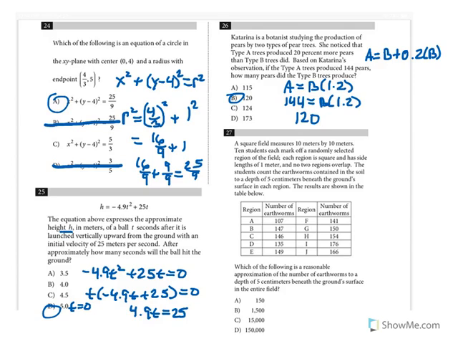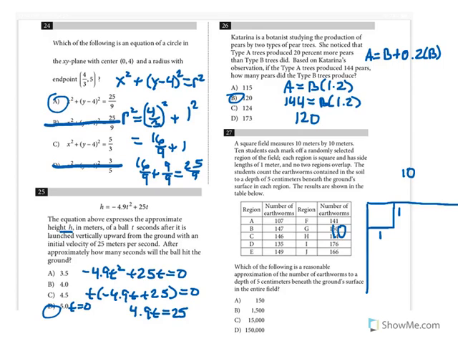Which of the following is a reasonable approximation of the number of earthworms to a depth of 5 centimeters beneath the ground surface in the entire field? All right. Seems like a lot to unpack there. Well, let's see, in our entire field, we've got 10 meters by 10 meters. And it is saying that it's broken into 1 meter by 1 meter sections. And they're measuring 5 centimeters deep in each 1 meter by 1 meter region.